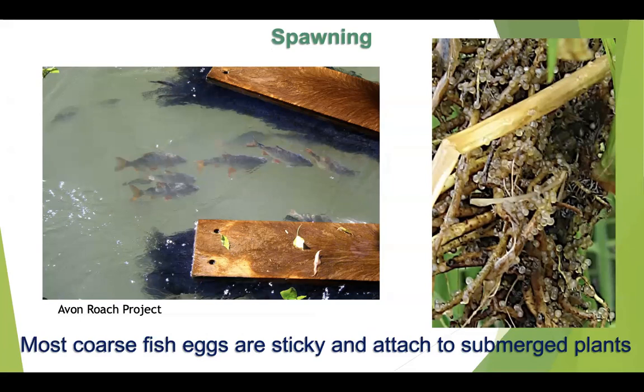And in the example of the Avon Roach project, they take those out and then put them into ponds and grow them on artificially and put them back. So you can see it's something you can consider in still waters as well. We've seen them being used on some of the big industrial canals in Yorkshire, as well, to try and generate some habitat.